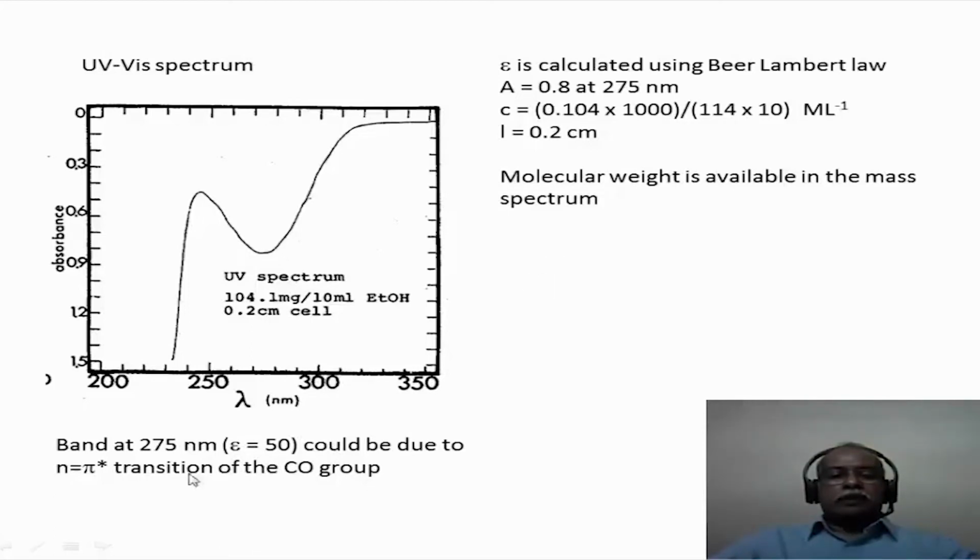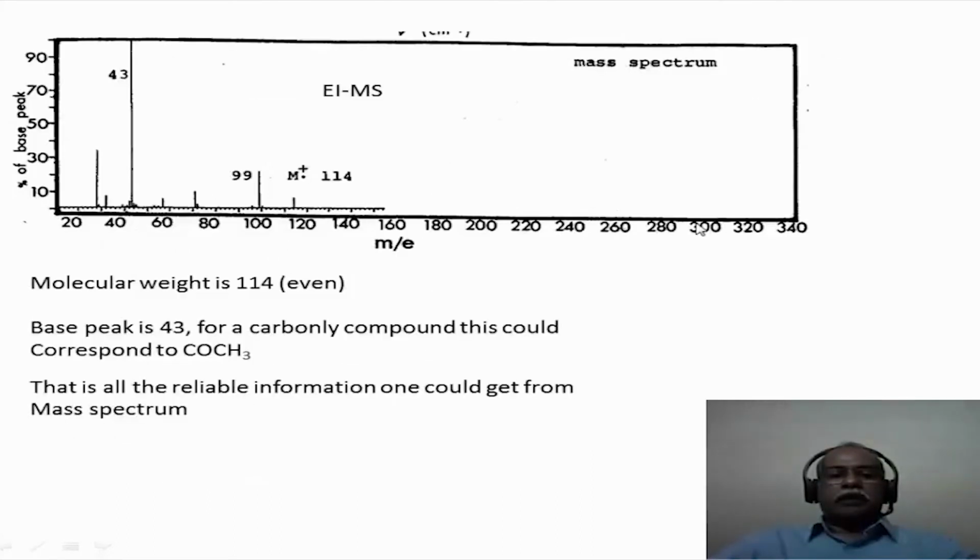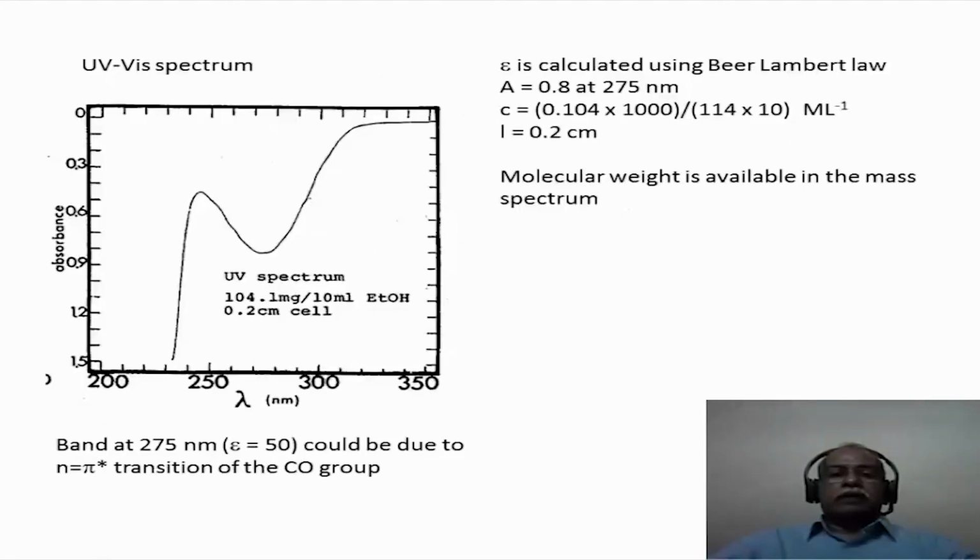Because it is a forbidden transition and it is a carbonyl compound, most likely this is because of the n-pi star transition of the carbonyl system. Beyond that, we do not have any kind of information that can be gathered from the UV visible spectrum. The UV visible spectrum sort of ascertains or confirms the fact that it is a carbonyl compound by the presence of the n-pi star peak being seen in this particular spectrum.